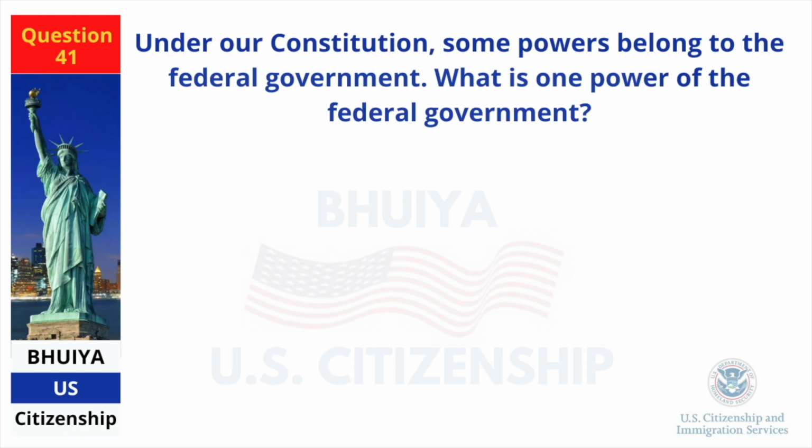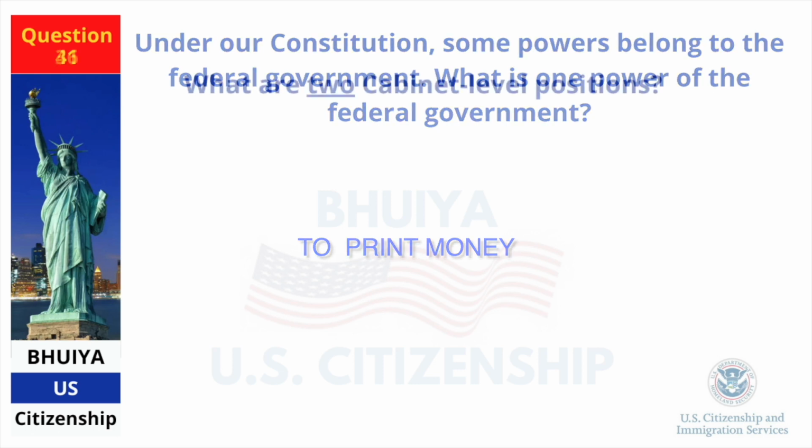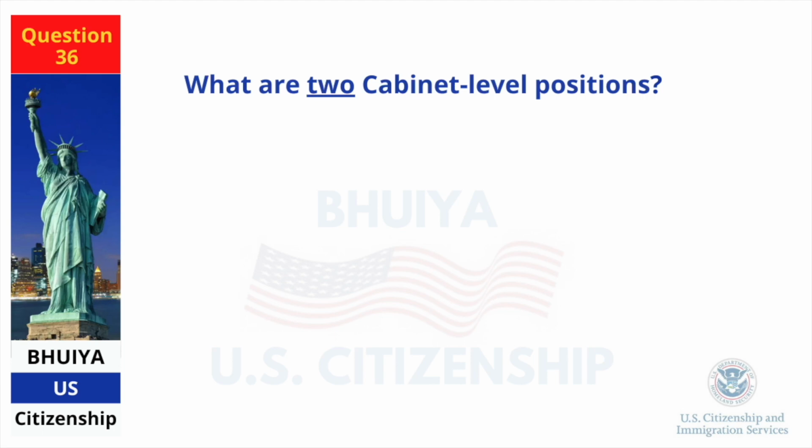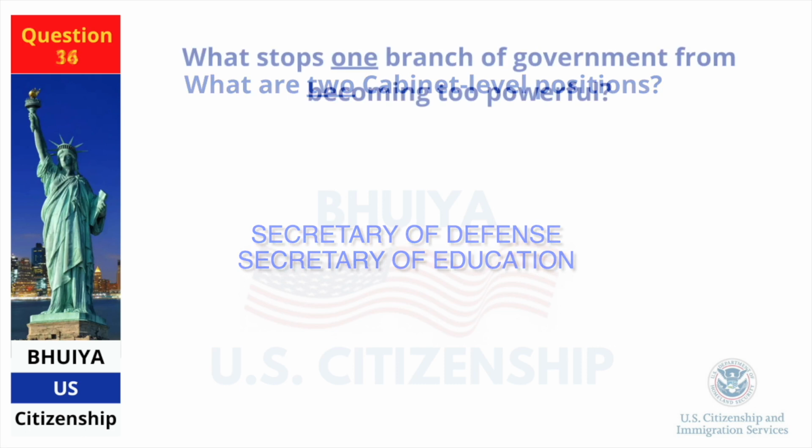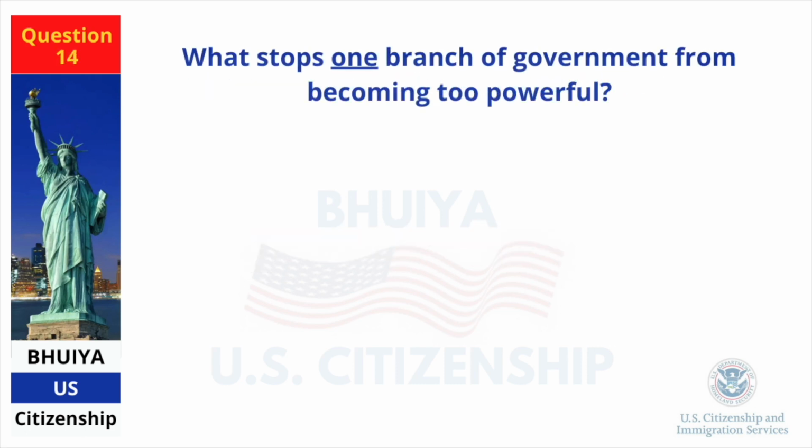Under our Constitution, some powers belong to the federal government. What is one power of the federal government? To print money. What are two cabinet level positions? Secretary of Defense, Secretary of Education. What stops one branch of government from becoming too powerful? Checks and balances.